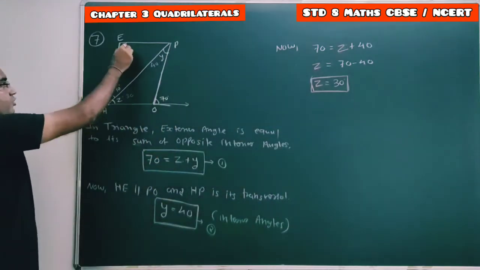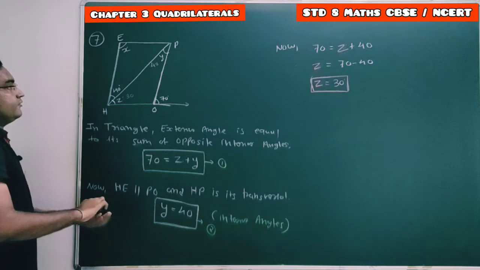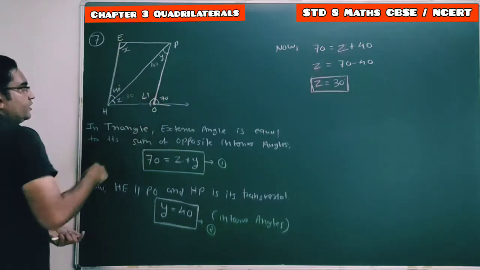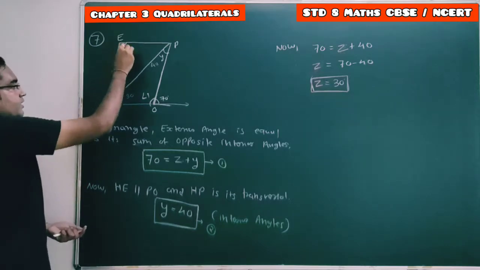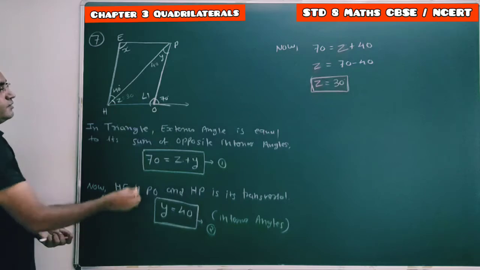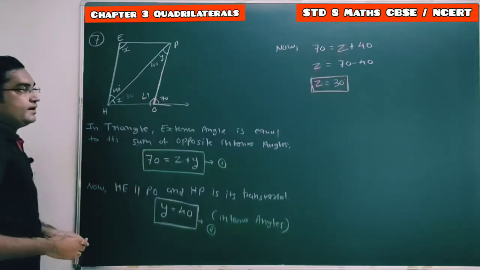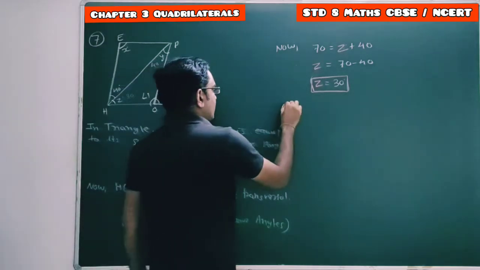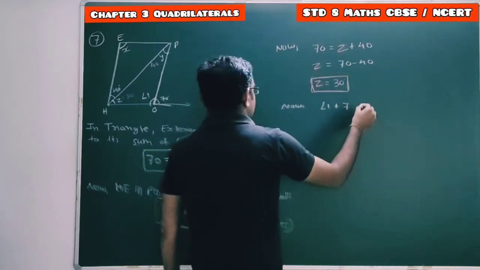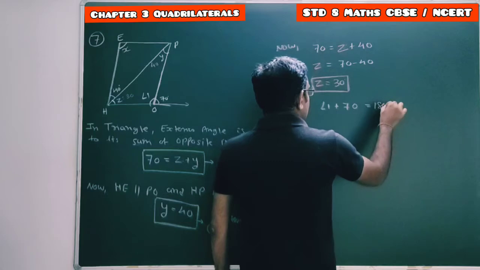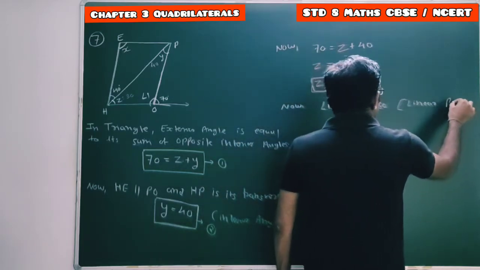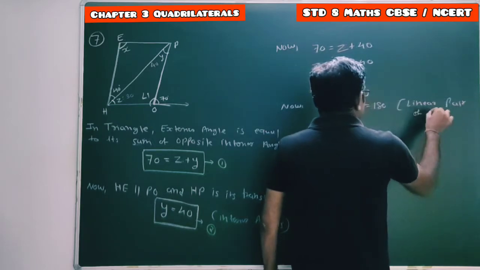Now we require the value of this x. For that we can say this x and this angle 1 are both equal, because these are angles of a parallelogram, opposite angles of a parallelogram. Done. And here this angle 1 and 70 are a linear pair of angles. So now we can say angle 1 plus 70 is equal to 180 degrees. Reason is linear pair of angles.